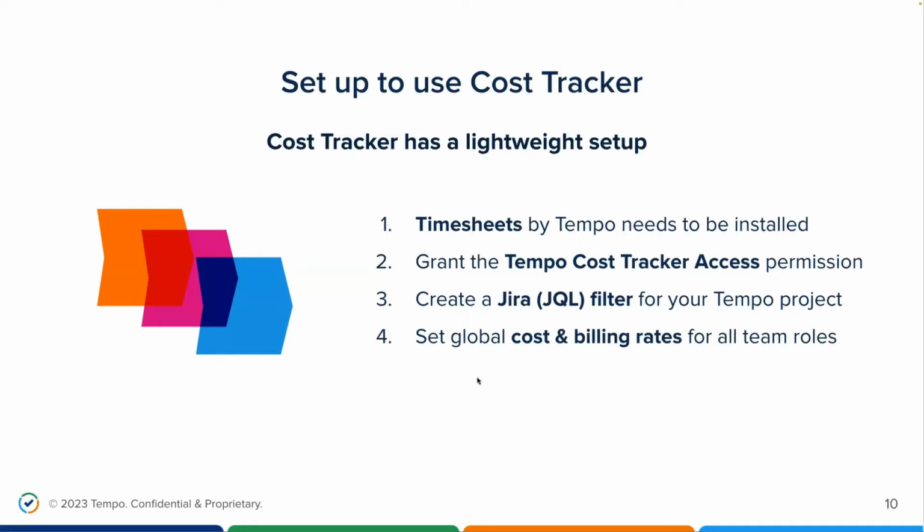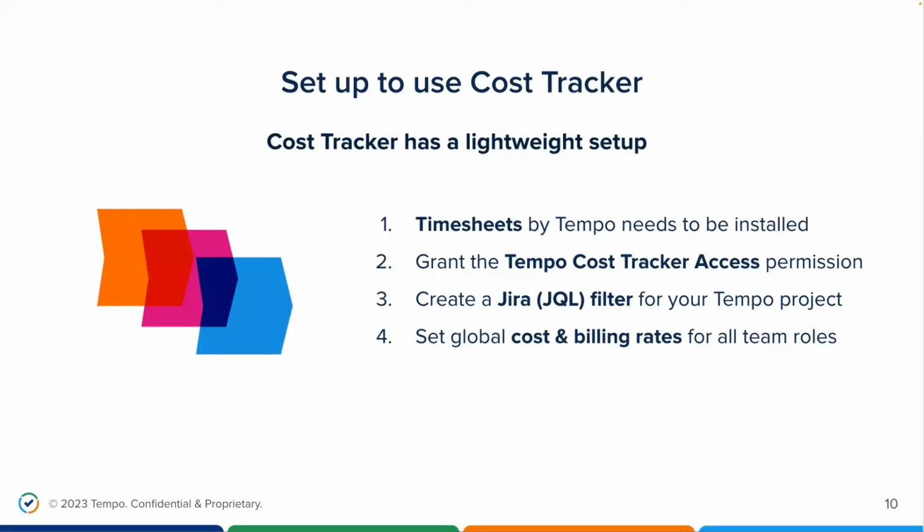Third, and very importantly, you need to create a JQL filter, a JIRA filter for your Tempo project. This is important because it defines all the data that you want to track in a Cost Tracker project. So the JQL can be any kind of query that you want. It can include any type of JIRA issues you want, like epics, tasks, stories, anything you want. And can be for multiple projects. You just have to make sure that all the JIRA issues that you need for your Tempo project are included in it.